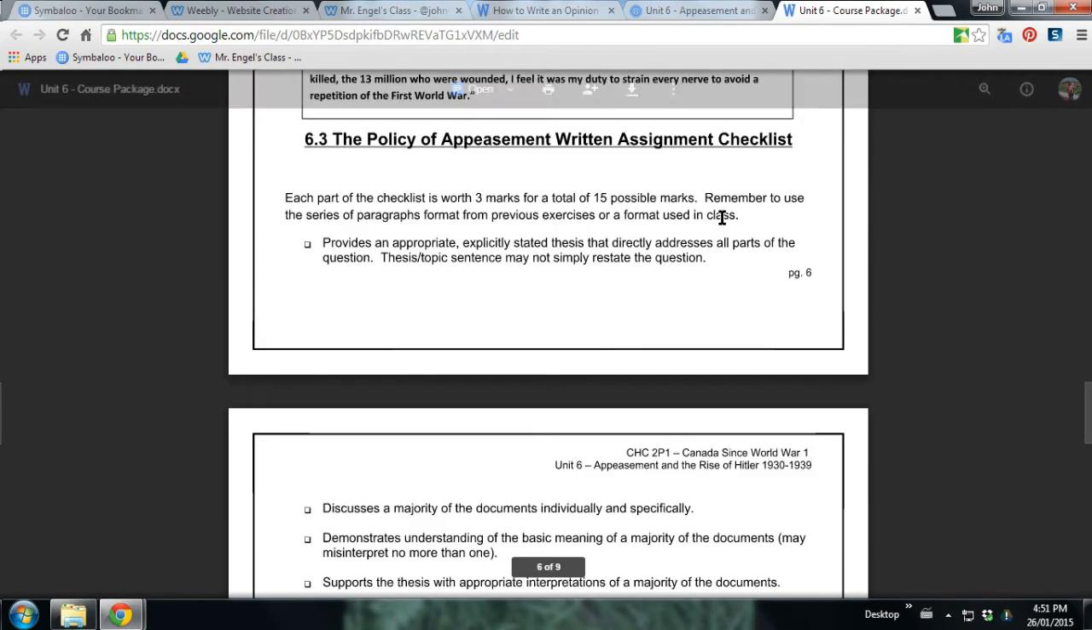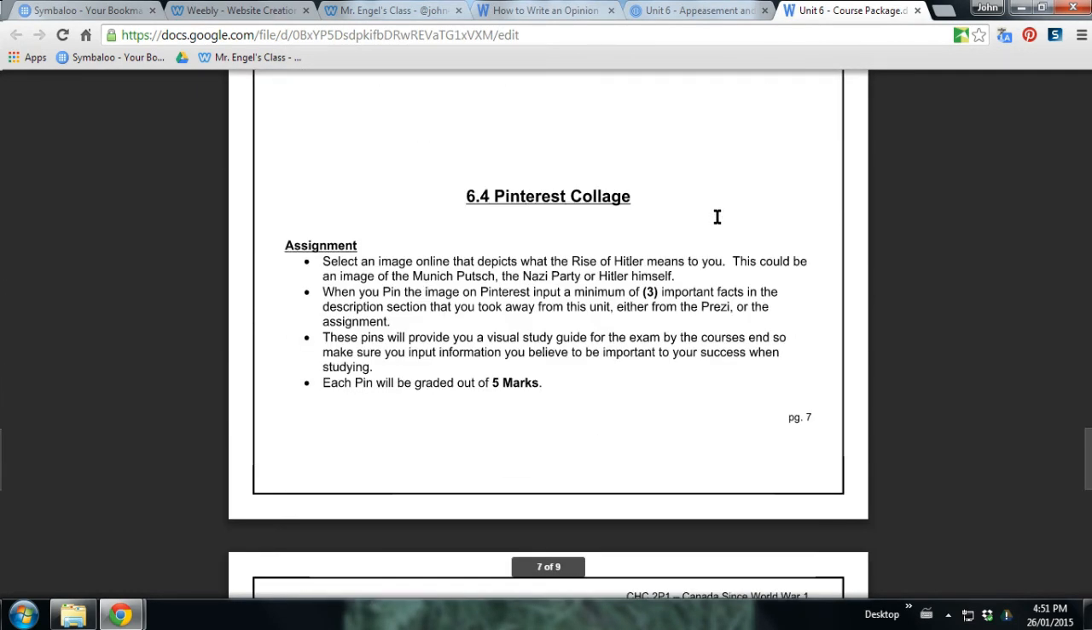Assignment number 3 is down here, and it's the same as normal. It is the Pinterest collage. Pick one picture that represents this whole appeasement period. Give me 3 main important facts. Give it to me on Prezi.